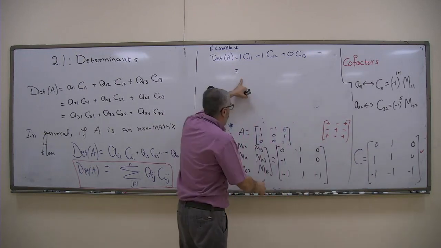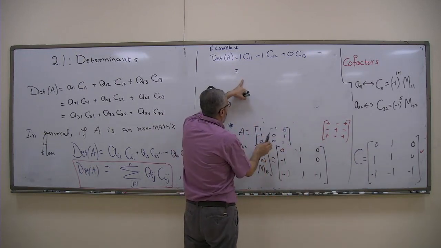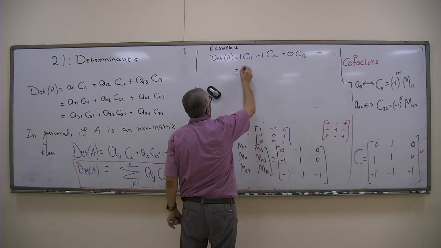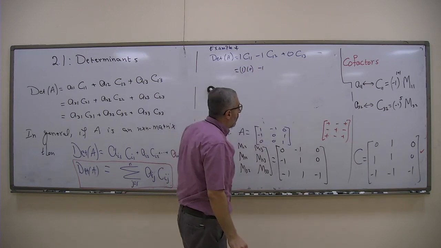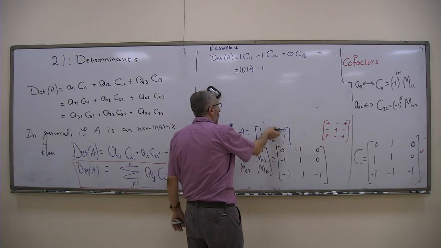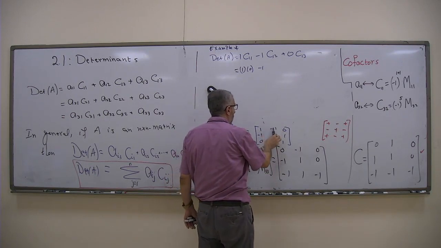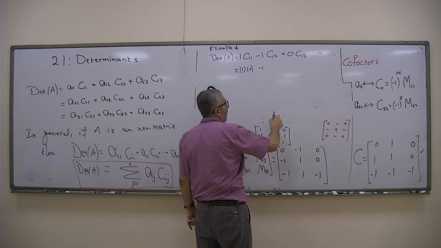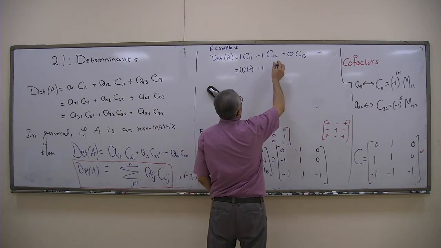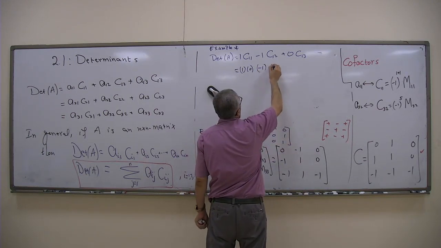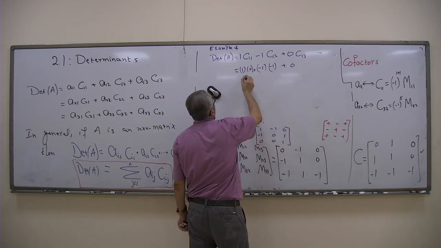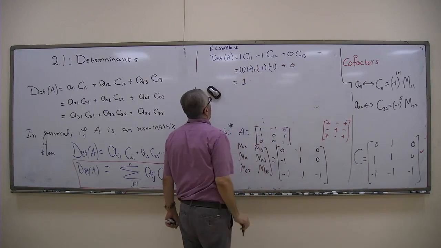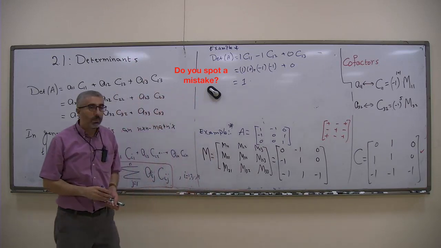That is 0, because we cover this and multiply. So that is 1 times 0 minus 1 here. What is C12? C12 is 1. Cover this, negative 1, and there is a negative here. So that is negative 1, and here plus 0. So the determinant of A is 1.